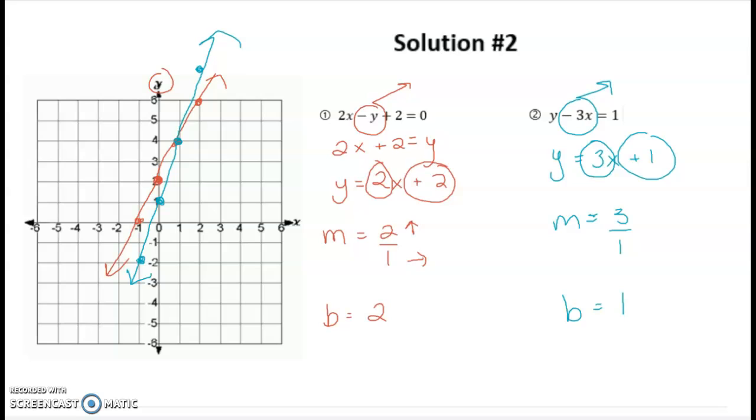So what do we notice here? This is our solution. This is where the two lines cross. So therefore, the lines intersect at, so x would be 1 and y is 1, 2, 3, 4. So at 1 and 4. So that is our solution.